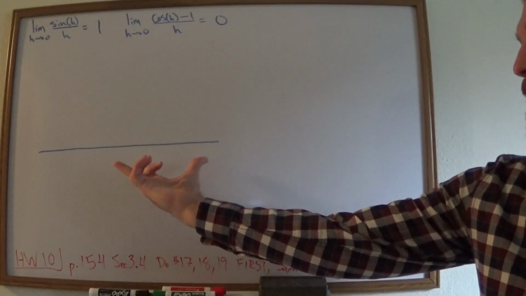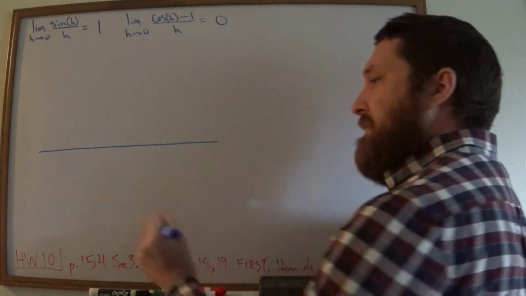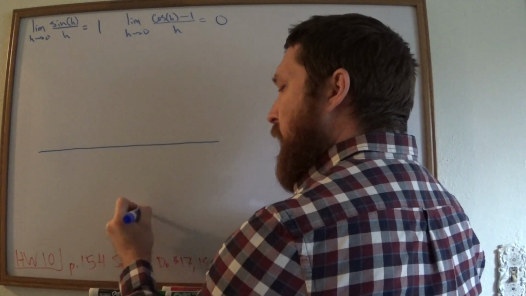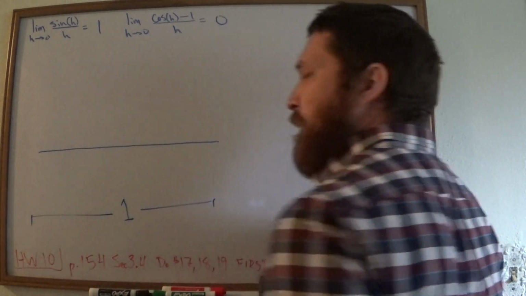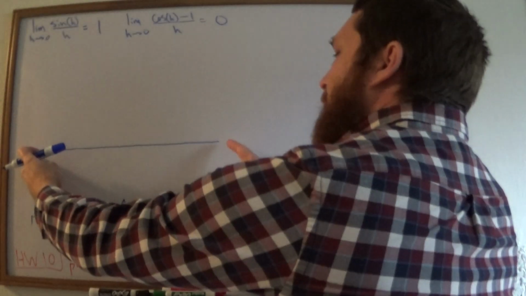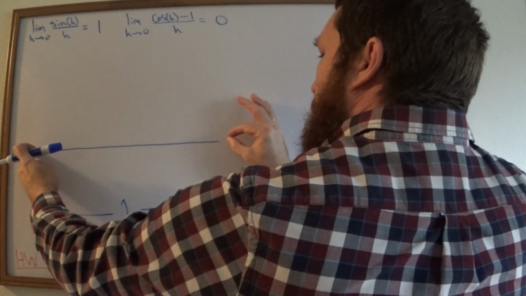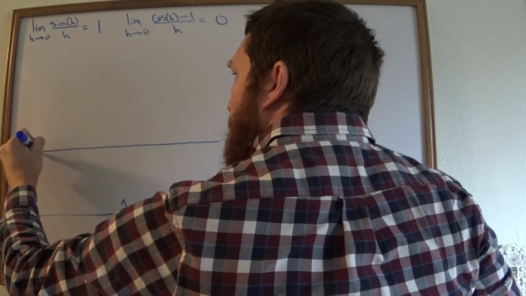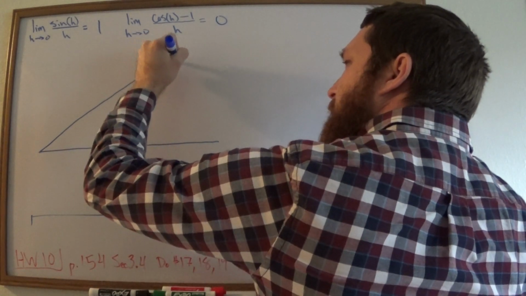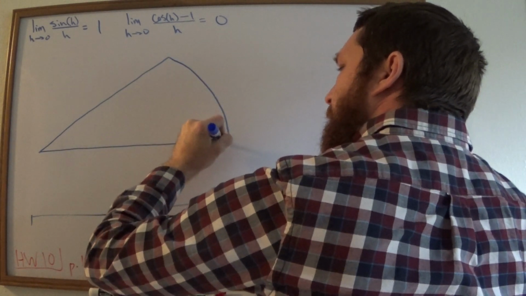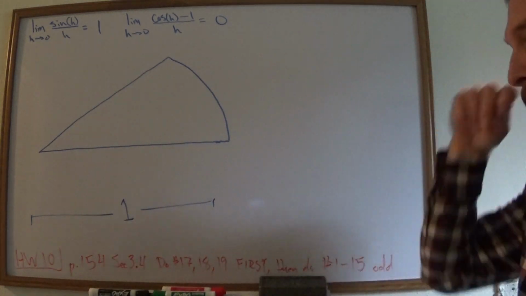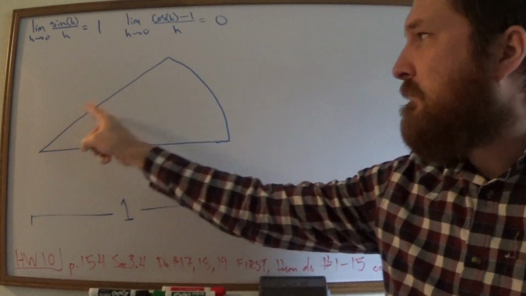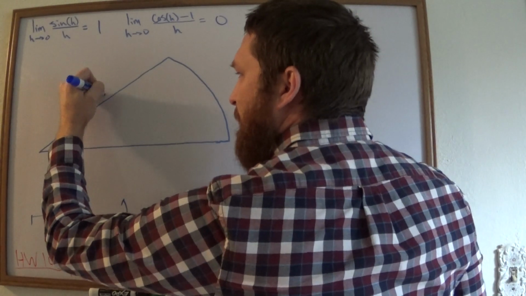Let's take a line segment and say that this line segment has length 1, from here to here. Everybody with me? Okay. Now, we're going to pretend that this is the radius of a circle, and we're going to draw out the arc of that circle like this. Okay? So what's this length right here? It's still 1.